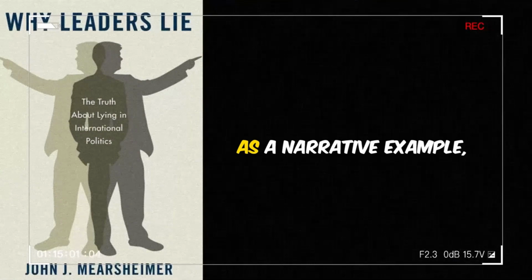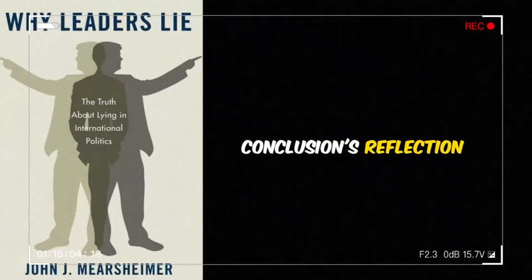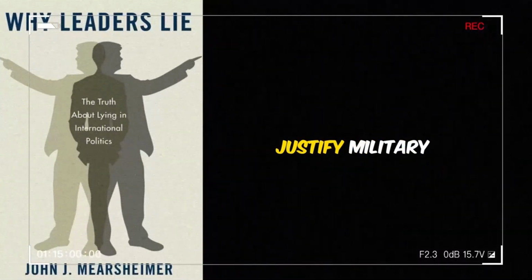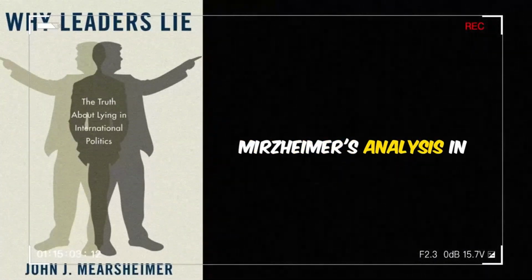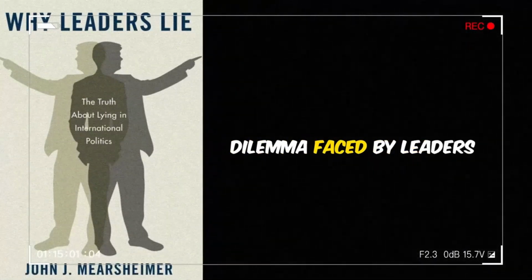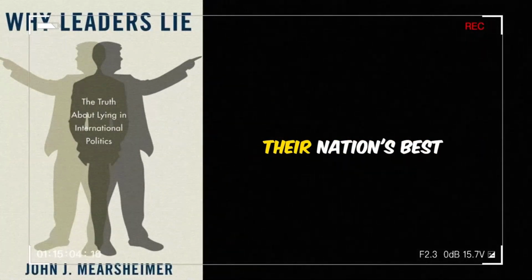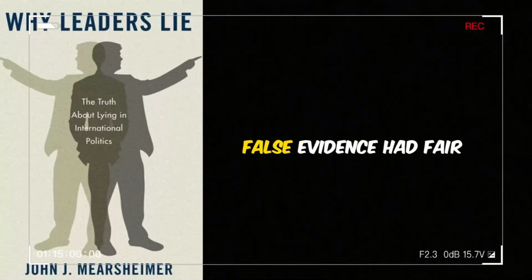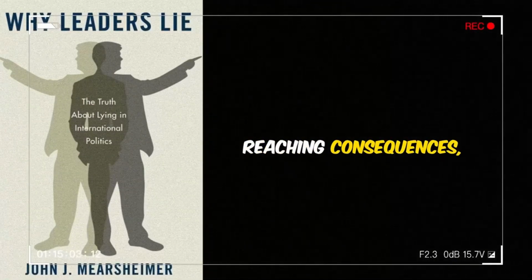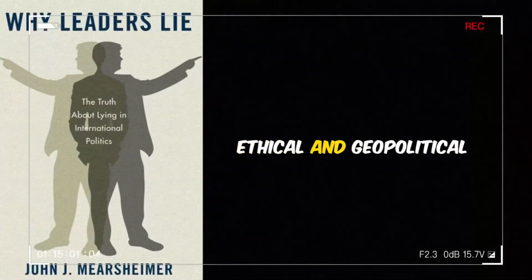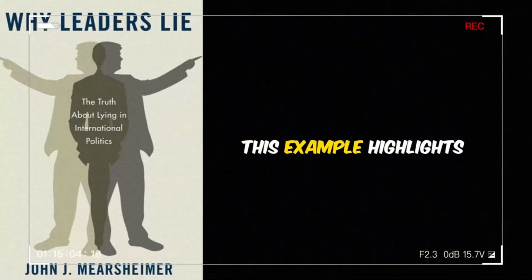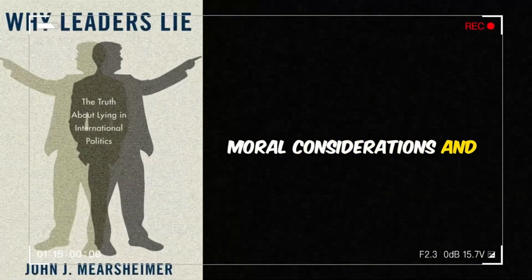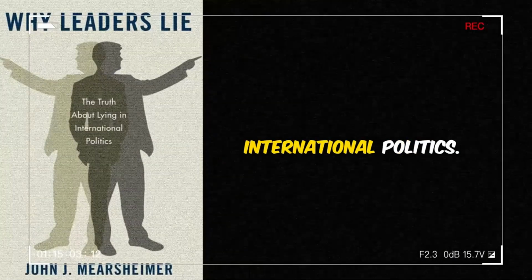As a narrative example, consider the conclusion's reflection on the Iraq War, where false intelligence about weapons of mass destruction was used to justify military intervention. Mearsheimer's analysis in the conclusion could point out the moral dilemma faced by leaders who may have believed they were acting in their nation's best interest by removing a perceived threat. Yet the deception involved in presenting false evidence had far-reaching consequences, leading to significant ethical and geopolitical ramifications. This example highlights the intricate interplay between strategic calculations, moral considerations, and the consequences of deception in international politics.